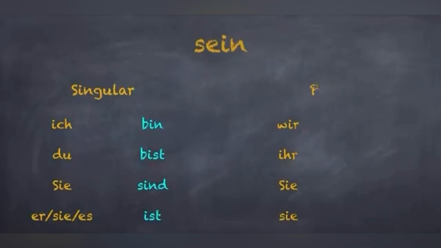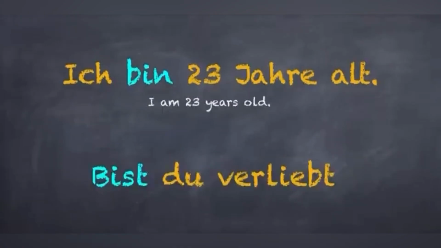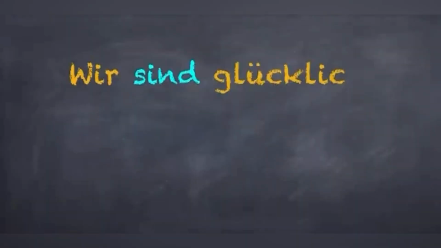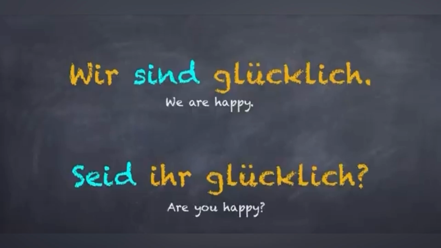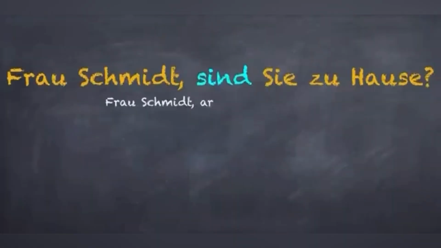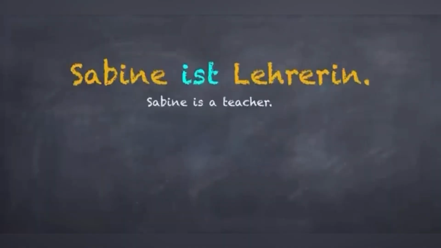Now let's look at some examples. Ich bin 23 Jahre alt. Bist du verliebt? Here also, please concentrate on the subject in the sentence and the verb being conjugated accordingly. Wir sind glücklich. Seid ihr glücklich? Frau Schmidt, sind Sie zu Hause? Er ist verheiratet.